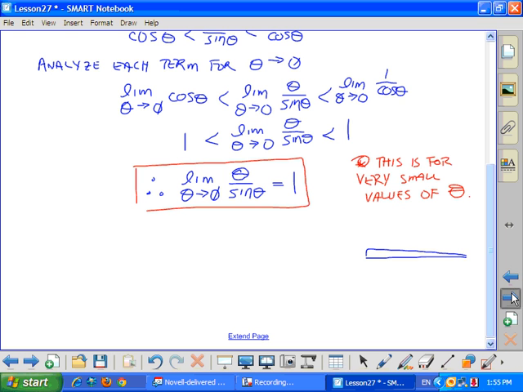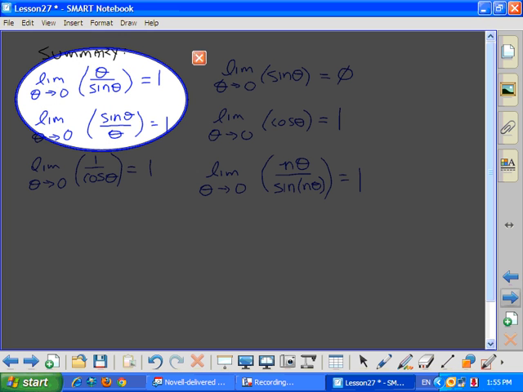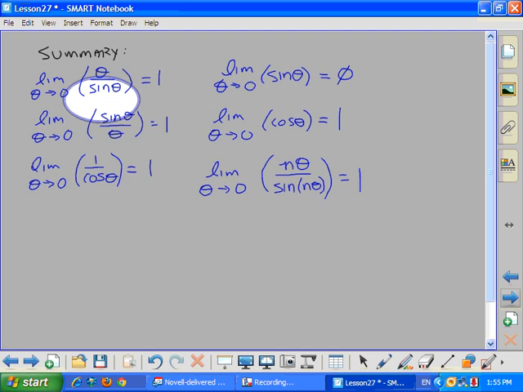All right. So last thing then, I want to talk about the summary here. These two right here are the ones we just came up with in that area proof. And it's the same for the reciprocal. So theta divided by sine theta is the same as sine theta over theta. So in terms of reciprocal, they're the same.